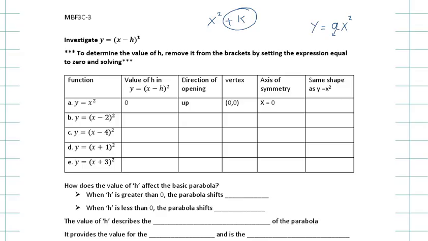Direction of opening did not change, correct? They were all open up? Right. Okay. So what's the value of H here? 2. That's correct. So remember, it's opposite to what you see. Direction of opening is up because all the graphs were looking like this, opening up. The vertex is 2, 0. And the axis of symmetry is x equals 2.